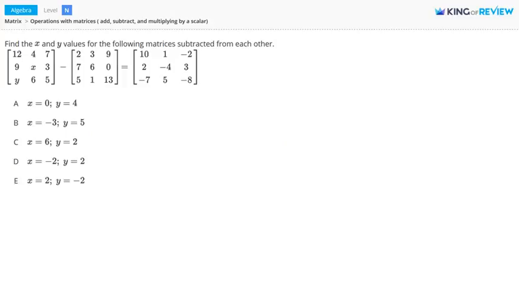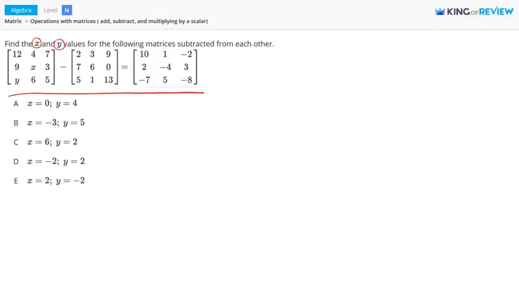In this problem, we're asked to find the values of x and y. We're given this equation here, and this equation has three matrices in it. What is a matrix? A matrix is a rectangular arrangement of numbers in rows and columns. Row by column is how you name the matrix. This is also its dimensions.